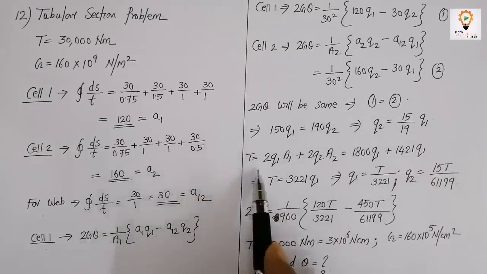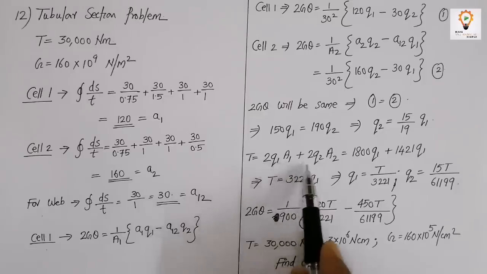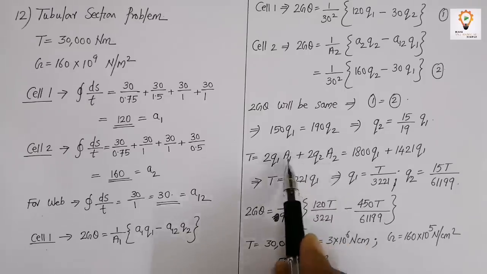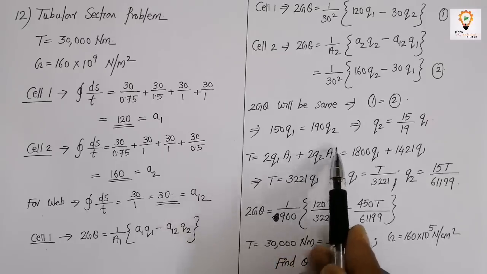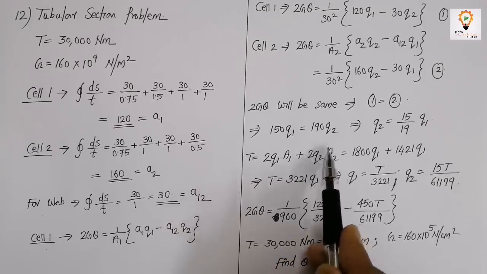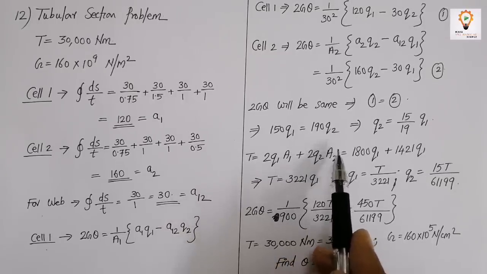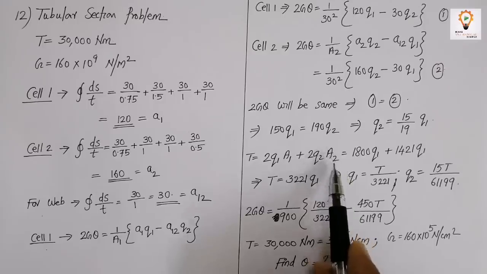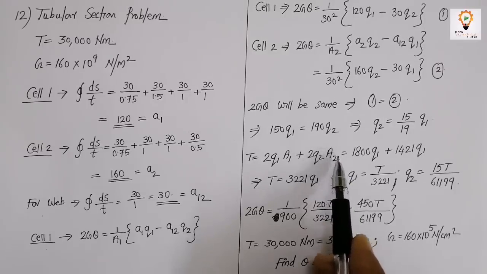Now what is the total torque? The total torque, this equation you have to learn by heart. T is equal to 2q1 A1 plus 2q2 A2. So A1 you know. Now A2, I think I didn't mention what is A2. A2 is the same as, because it is a square section, the area is one side dimension squared, that is 30 square, that is capital A2.